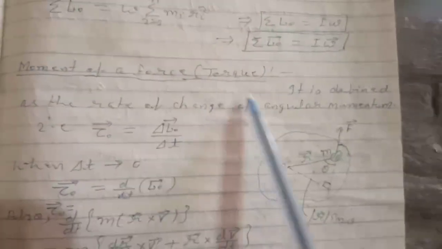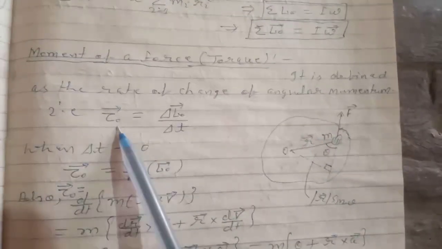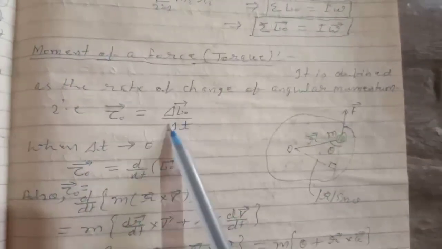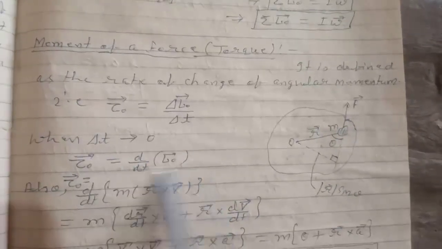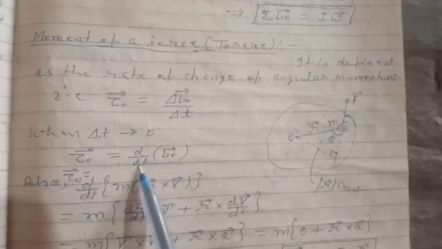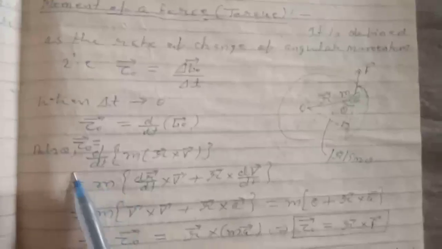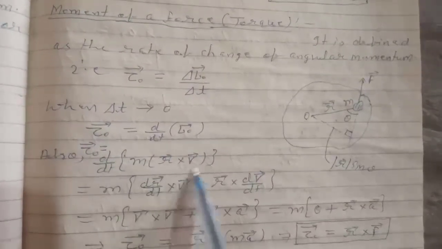Moment of force or torque is defined as the rate of change of angular momentum, or tau O equal to delta L0 by delta t. When delta t tends to 0, torque about O, that is tau O vector, equal to d by dt of L0 vector.